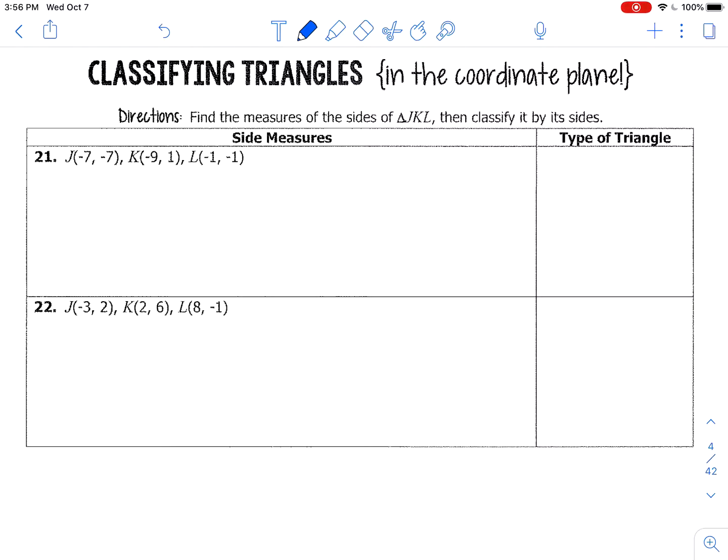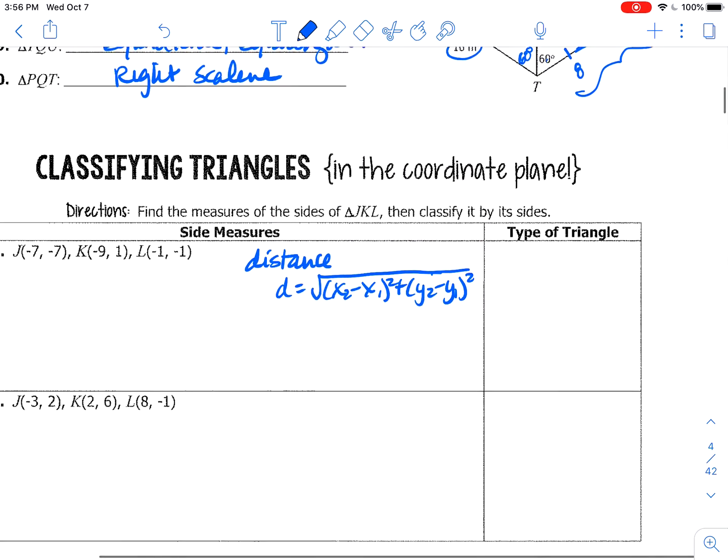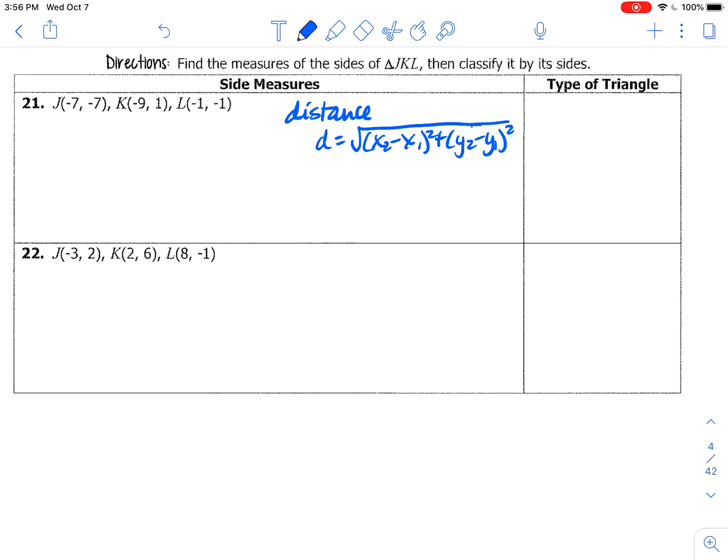Okay, a couple more problems. We want to classify these in the coordinate plane, and so we're going to need to use the distance formula. So the distance formula is the square root of x2 minus x1 squared plus y2 minus y1 squared. So I'm going to go ahead and make a quick sketch of this guy. And I'm just seriously making a very quick sketch.